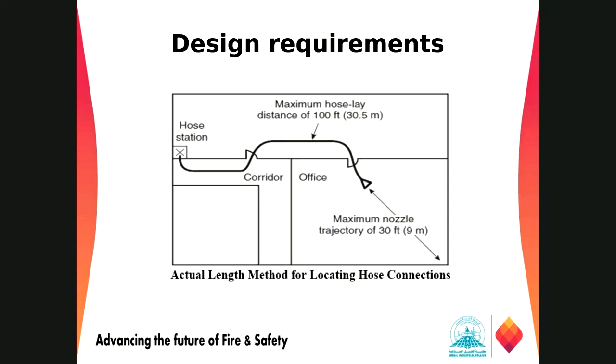If you can see a figure here on the screen, we have a nozzle, right? This is a spray nozzle. From here all the way to this corner is 9 meter. So this length will be covered by the trajectory from the nozzle, and this is the length of the fire hose reel. It is something around 100 feet. The standard length of the hose reel is 100 feet.